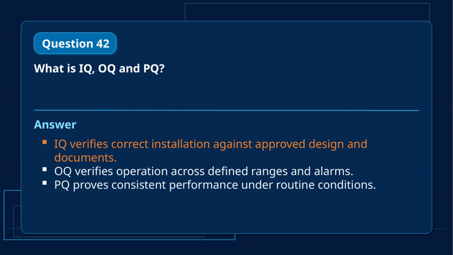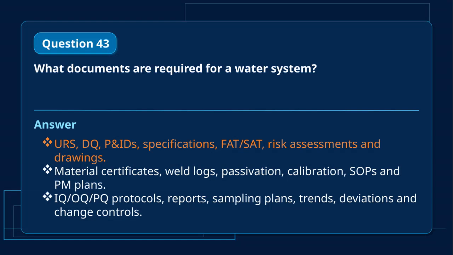Together, these steps ensure that the system is properly installed, works reliably, and meets performance standards in everyday use. For a water system, there are several critical documents that we need to have in place to ensure proper design, installation, and operation. First, we have a user requirement specification and design qualification, which outline the system's intended function and verify that it meets the design criteria.